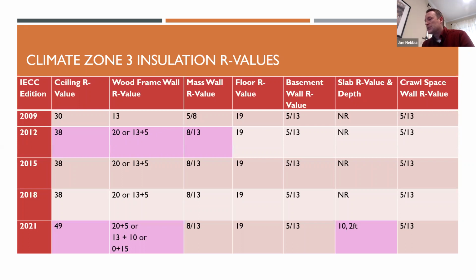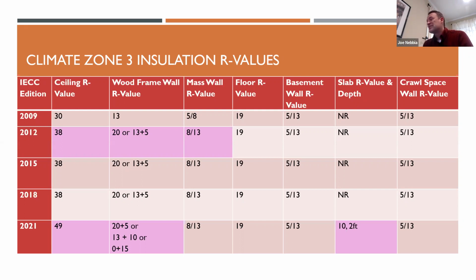Floor value is R19. That's for floors over unconditioned space. Basement wall R-value, if we're conditioning the basement in climate zone 3, we have a 5/13. In this case, the 5 means continuous and the 13 means cavity. So even though it looks similar to that mass wall, it doesn't mean the same thing in the table. The 5 is continuous, the 13 is cavity, and that's an either/or, it's not additive like in the wall section. So it's important to look at the footnotes if you're unsure of what these things mean in the table.